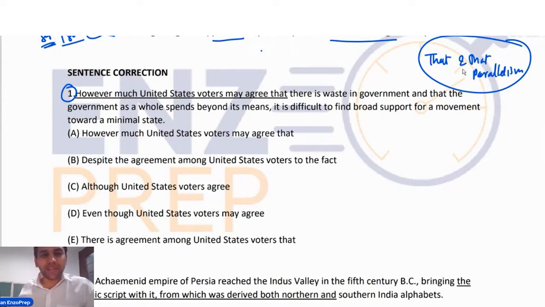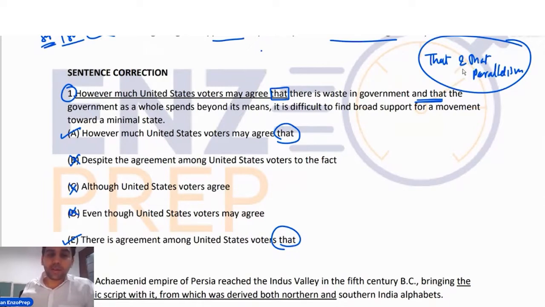It's actually a proper grammar rule. So it says, however much United States voters may agree that there's waste in government and that the government as a whole spends beyond its means, it's difficult to find broad support for a movement toward a minimal state. Now, when you say "and that" over here, understand this is not optional. This has to compulsorily be used. And you find there are only two options that have "and that" in them. Those are A and E. B, C, and D, you can quickly and promptly eliminate, given that there is no "that" at the end of them. So A and E are the only ones you'll be left with.